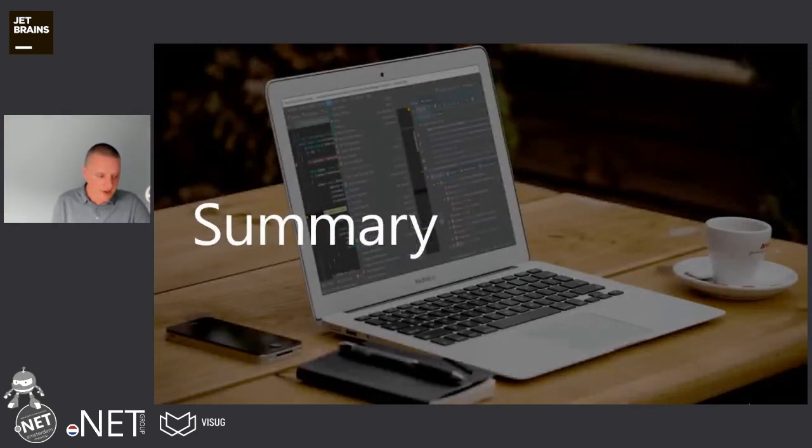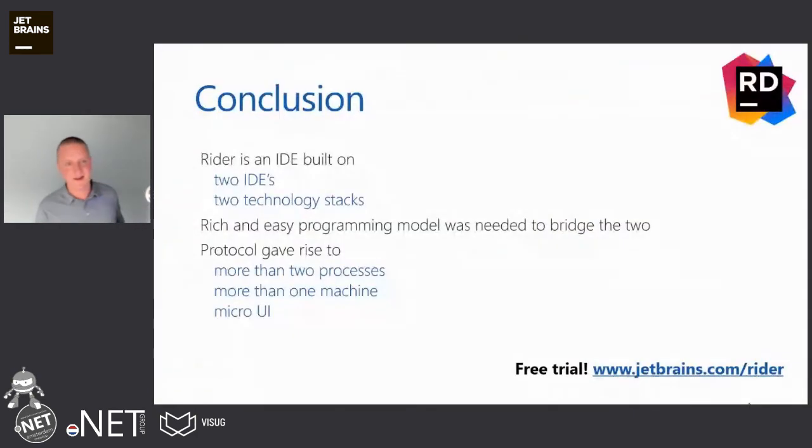So to summarize this talk, I would say that Rider is an IDE built on top of 2 IDEs. We're actually leveraging the 2 IDEs in the IDE itself. Also 2 technology stacks, JVM and .NET. And we have to have a rich and easy programming model for our developers to work on both sides of that stack. The fact that we built that protocol also gave rise to the fact that we could run multiple processes to contribute to the same view model, and that we can also have more than one machine contributing to all of those things. And even we could do micro UIs where we generate a UI and have that piped over the protocol.